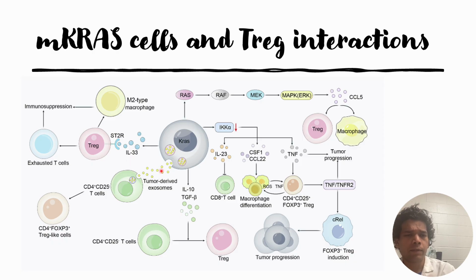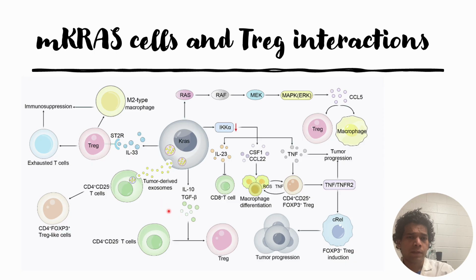Another thing is that KRAS-mutated cells, or cancer cells generally, release tumor-derived exosomes. These tumor-derived exosomes interact with CD4 plus CD25 minus T cells and convert them towards CD4 plus FOXP3 Treg-like cells. FOXP3 upregulation is known for immunosuppression, so these CD4 plus FOXP3 cells will help in immunosuppression.